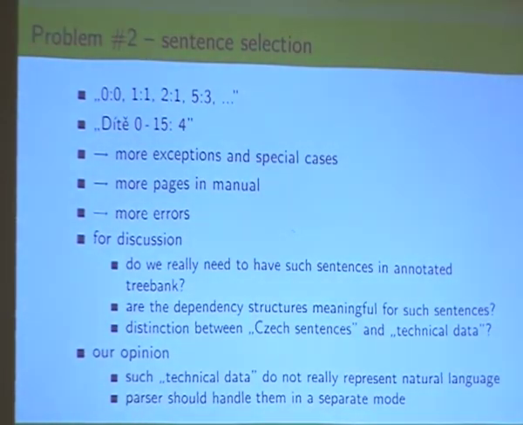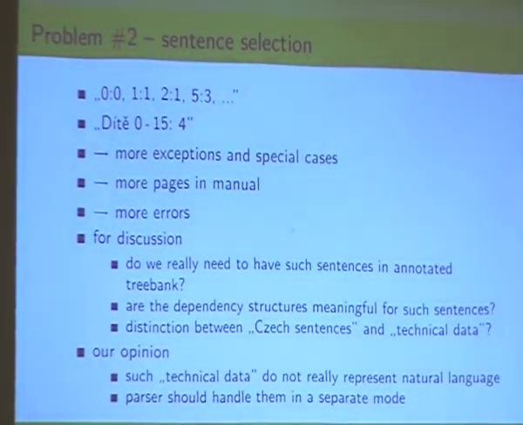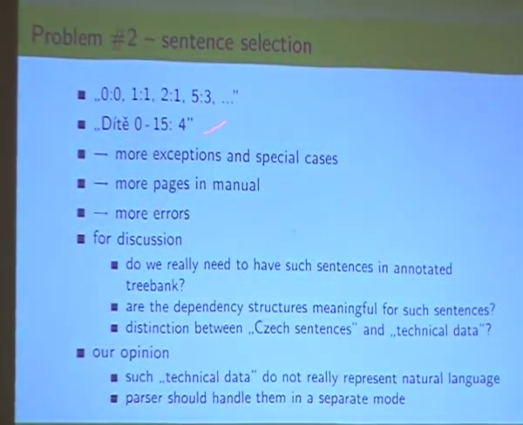Problem number 2 for us as developers of NLP tools is selection of sentences to the corpus. There are sentences, and there are quite many of them, like the first 2 examples. 0, 0, 1, 1, 2, 1. It's some results of some sport matches, football matches. I don't know why.